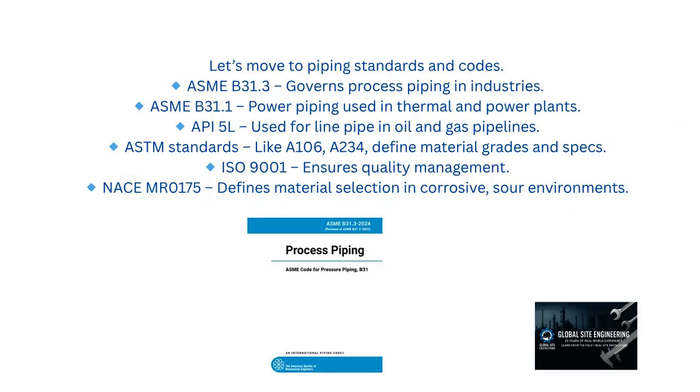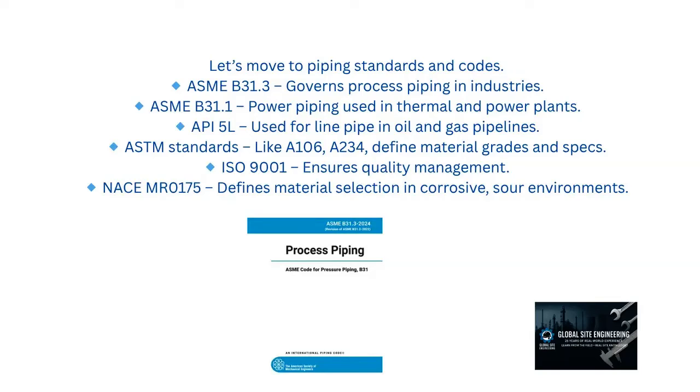Let's move to piping standards and codes. ASME B31.3 governs process piping in industries. ASME B31.1 power piping used in thermal and power plants.